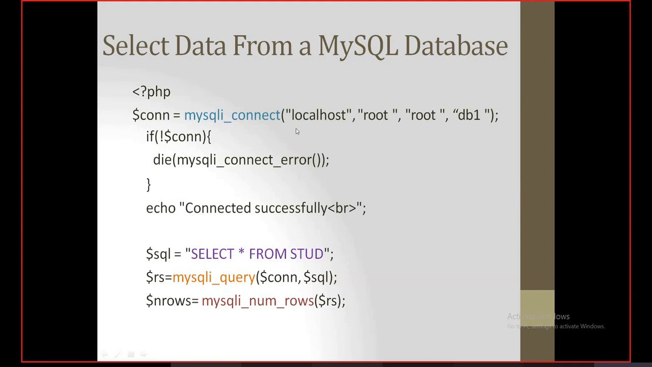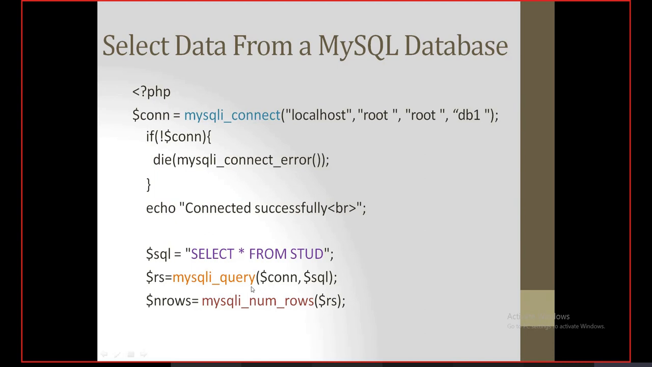We are checking whether the connection is established properly or not by using the if control and passing the connection object to it. Then we will prepare the SQL statement for selection from the respective table. Considering the table name is stud, we are preparing a selection statement as select star from stud. And then we are firing that query as usual by using the MySQL underscore query method.